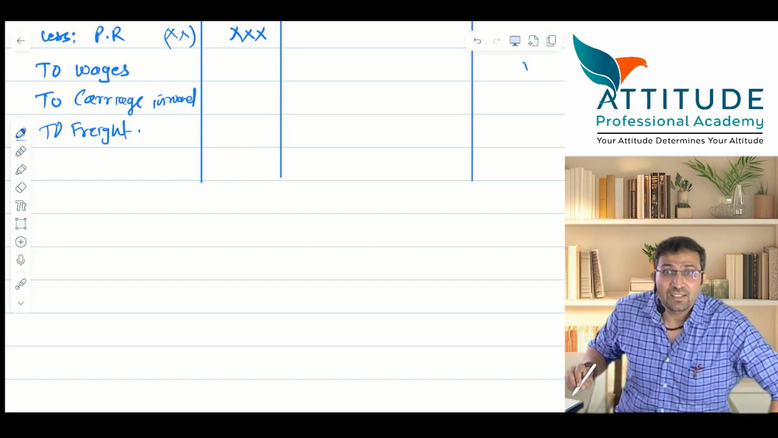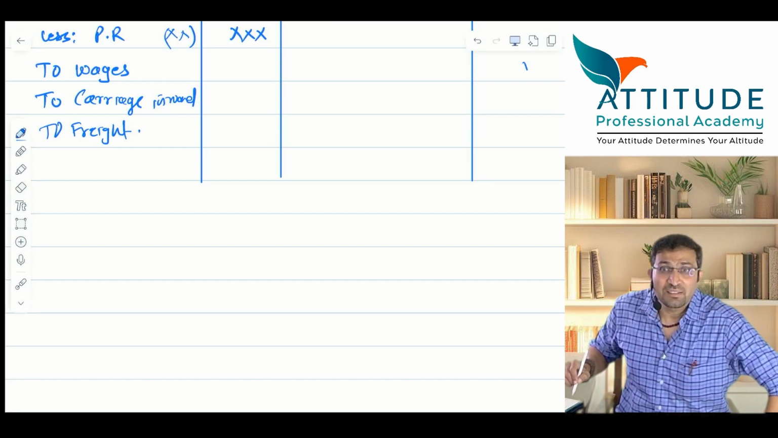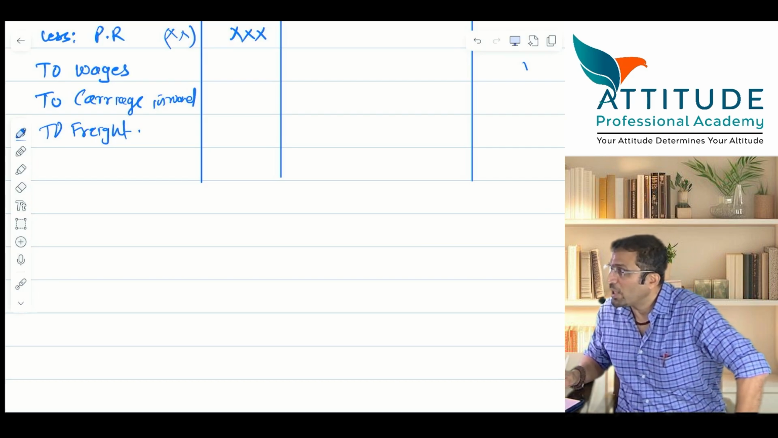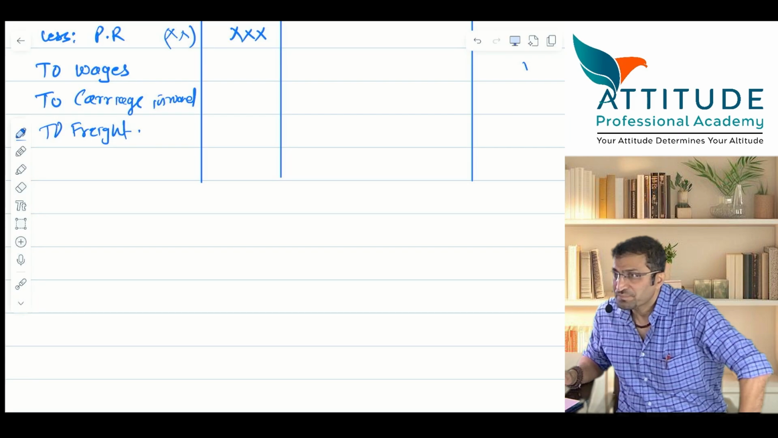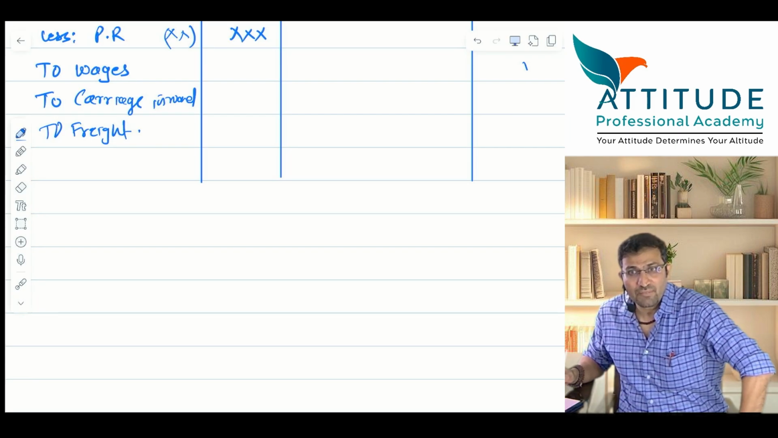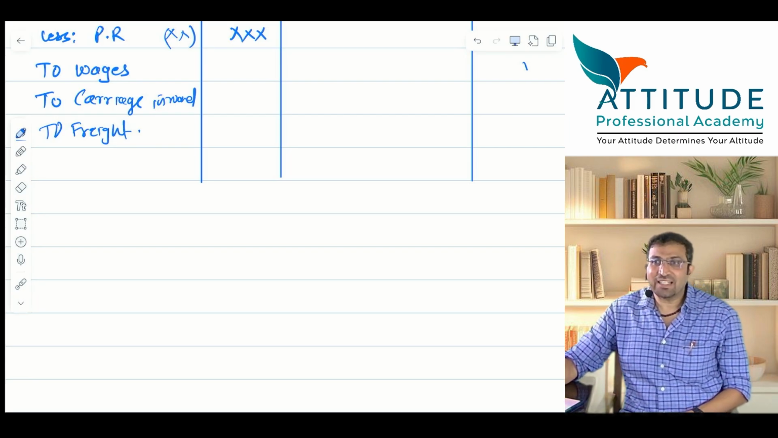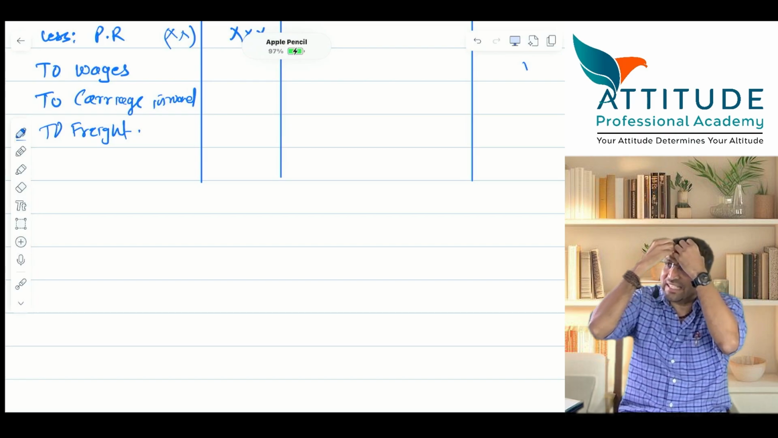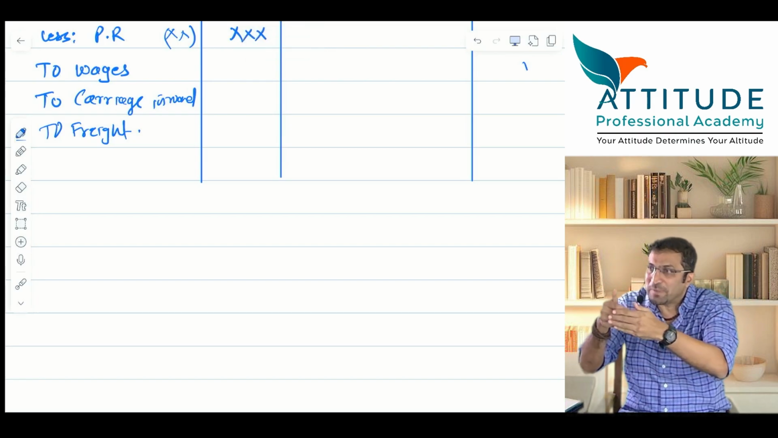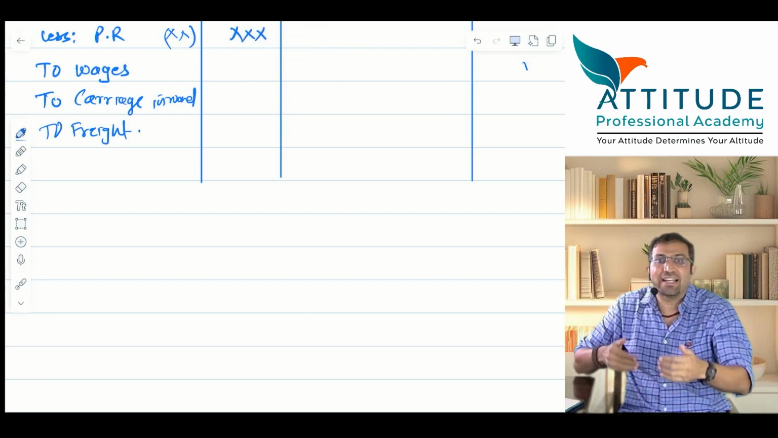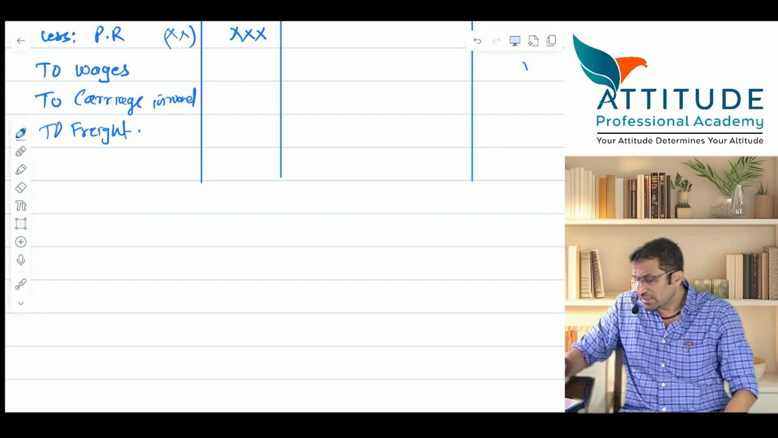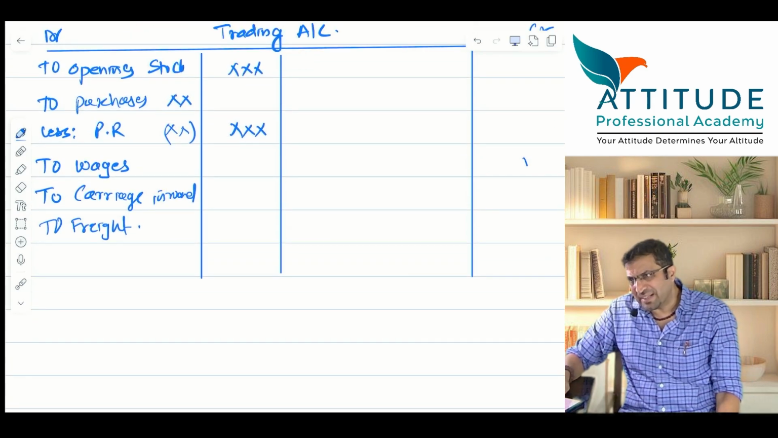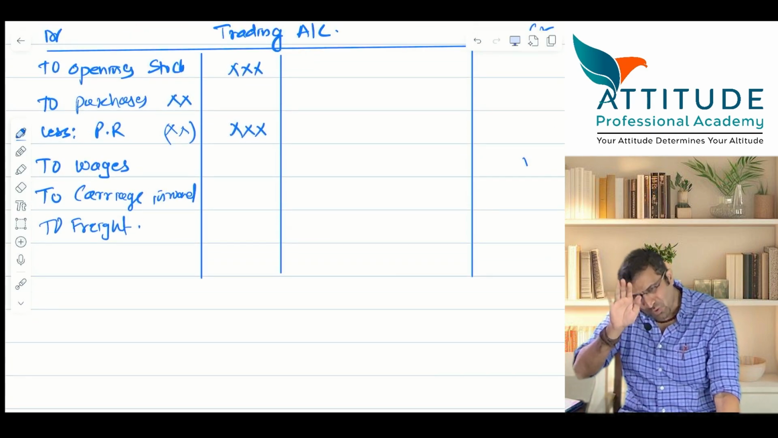Power, water, electricity. Doesn't come? It means that you don't have the basic understanding of which expenses will come in trading and which will come in P&L. First of all, this is not a format, but anyway, at least you remember it as a format, that's okay.